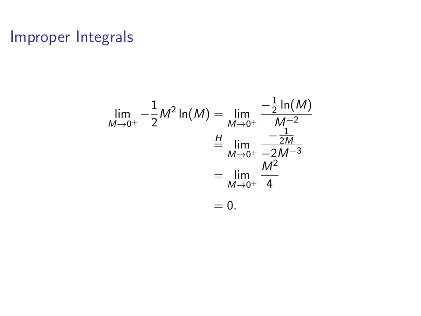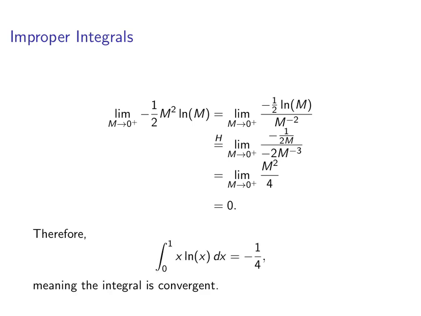So if we go back to the limit, the first term was 0, the last term went to 0, and we've now proved that the third term goes to 0. The only thing we have left is the minus 1/4 in the second term. And so we can say that the integral from 0 to 1 of x log x dx is equal to negative 1/4. That means the integral is convergent, and it converges to negative 1/4. Okay, that's all for now.